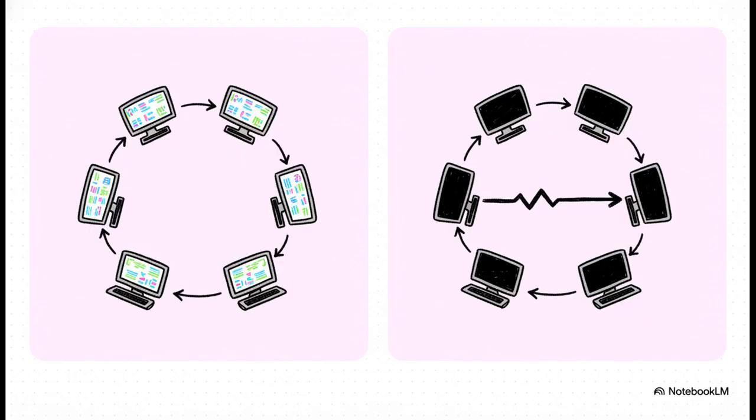Next up is the ring topology, and it's exactly what it sounds like. All the devices are connected in a circle, and data goes around in one direction, from one to the next to the next. It's very orderly, but you can probably see the problem, right? Just like the bus, its biggest strength is also its biggest weakness. If there's a single break anywhere in that ring, the circle is broken and the whole thing stops working.